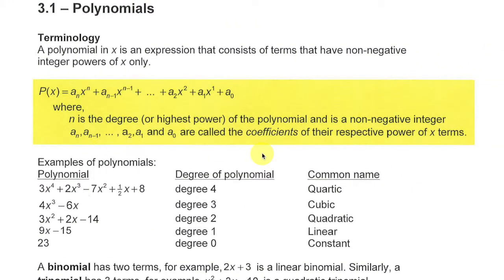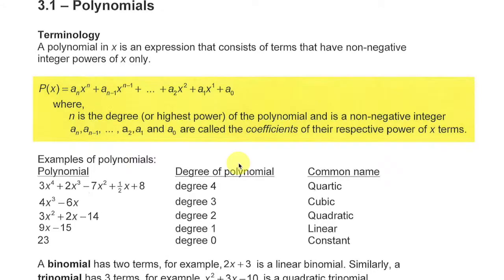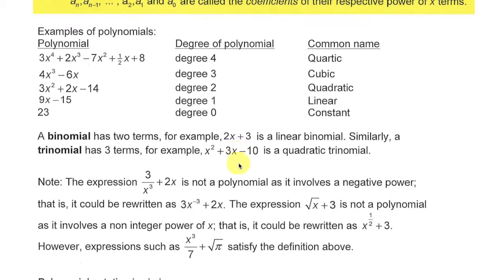3.1 Polynomials. A polynomial in X is an expression that consists of terms that have non-negative integer powers of X only. In the yellow box here, we've got the long-winded way of explaining all of that, but let's just take a look at some examples and it'll become really clear for us.